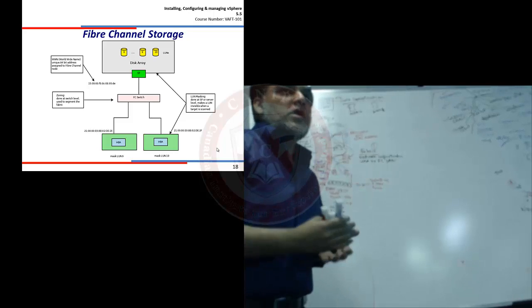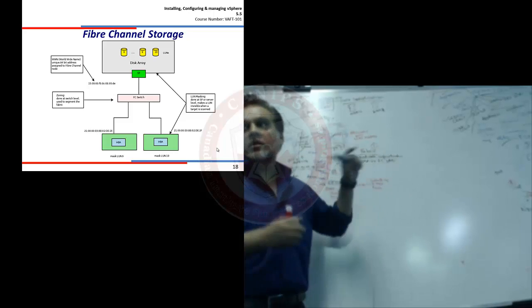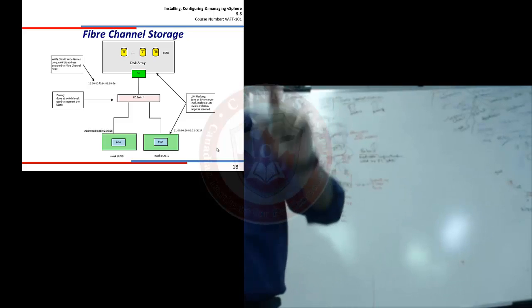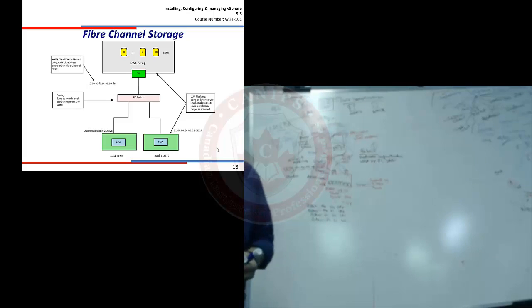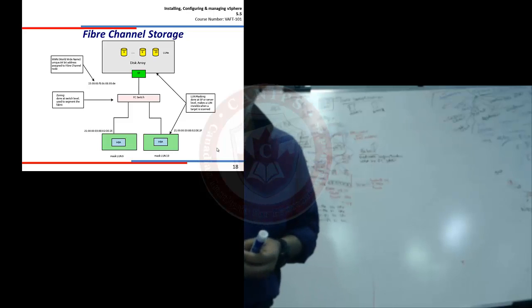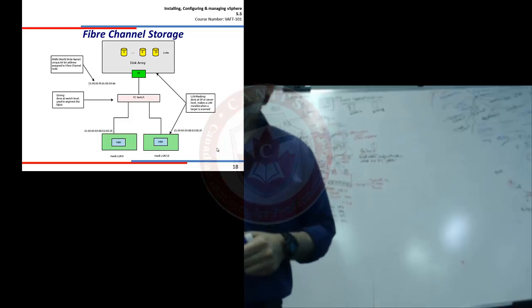Now guys, comes the next thing here. So fabric, what is fabric? The network used by SAN is fabric. WWN is the unique name assigned to each SAN device. WWN is a 64-bit address, and half of it is for the vendor and half is for the device.